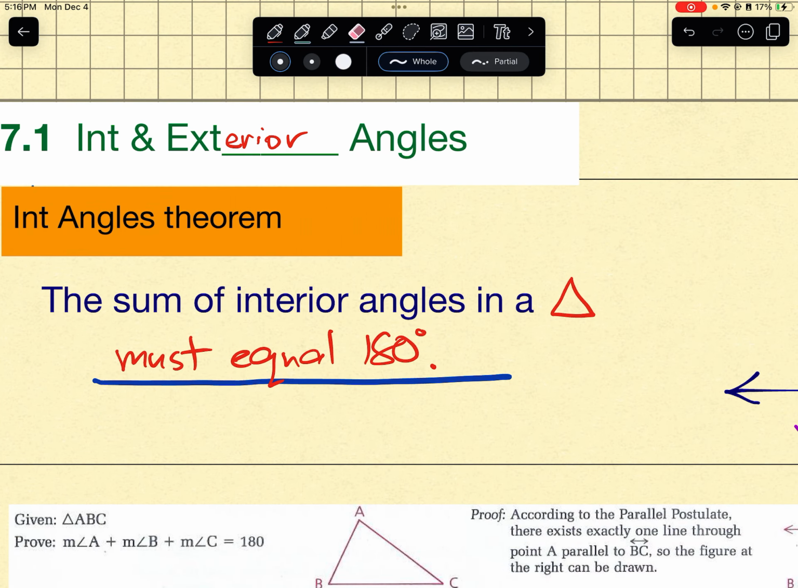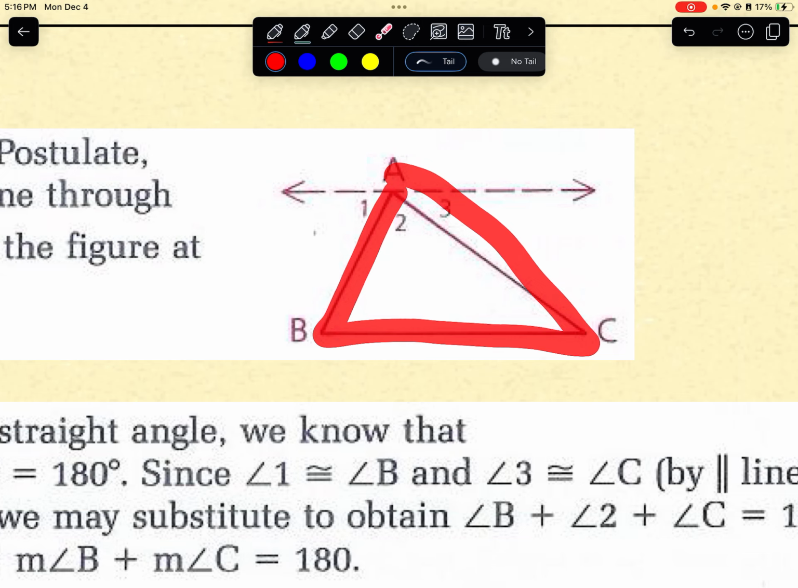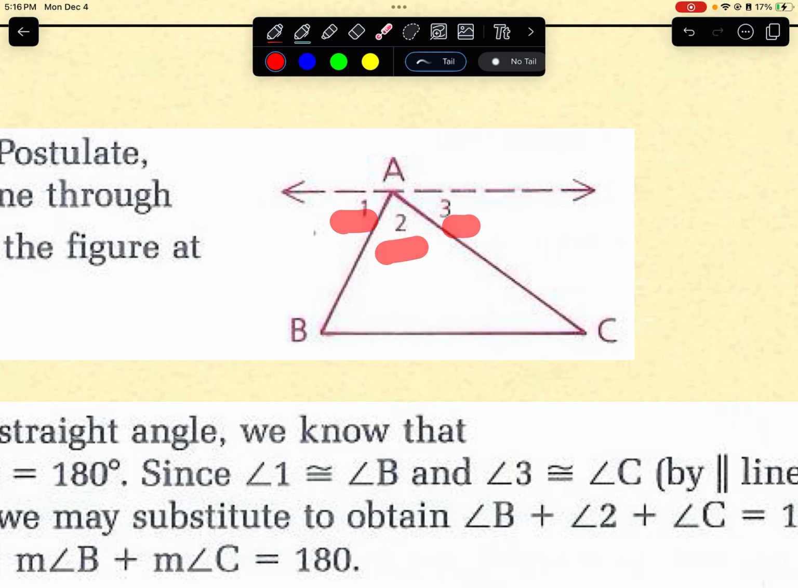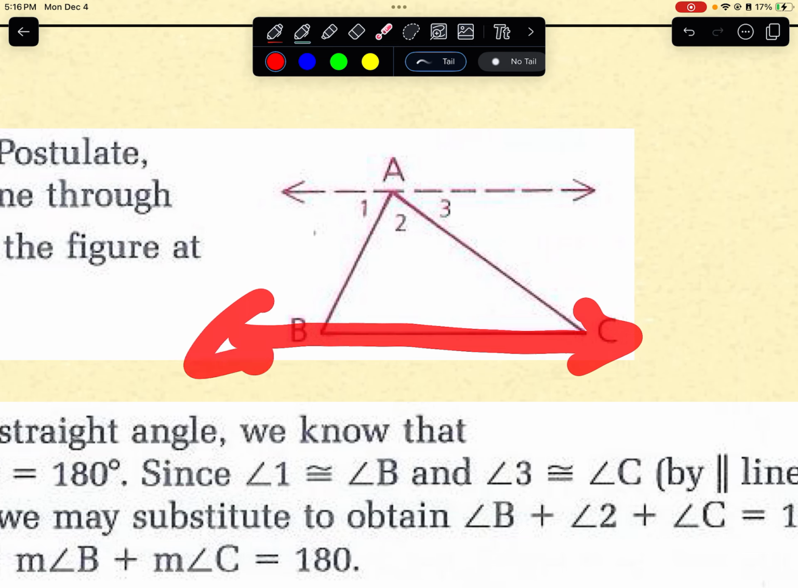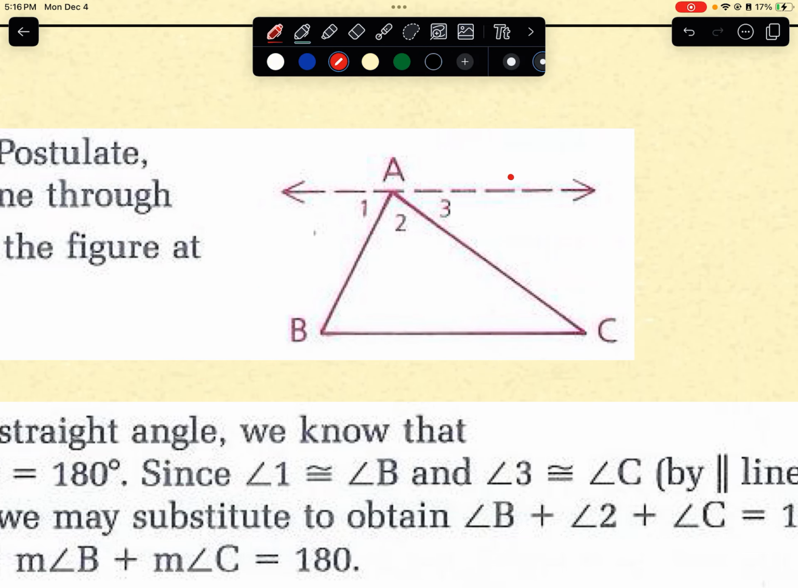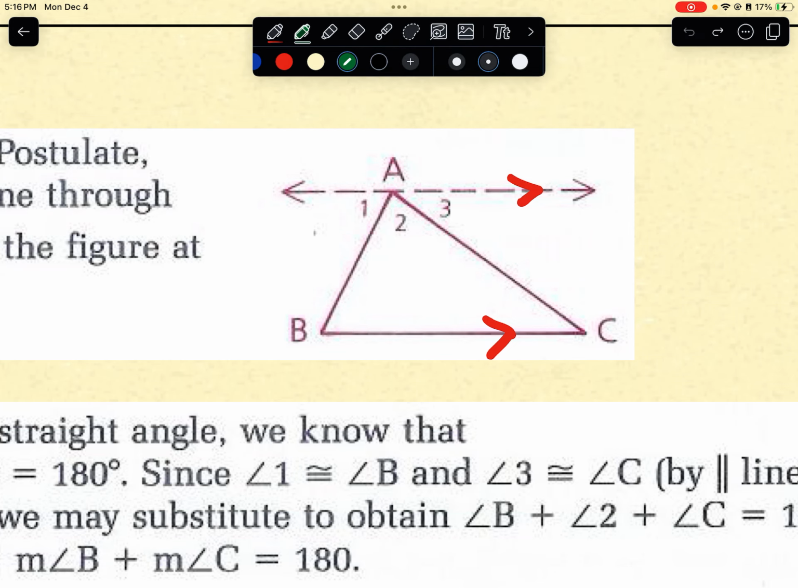So if you want to copy that down in your notes, we have a triangle ABC. We have angle 1, 2, and 3. And then we have a line that's drawn parallel through A to BC. So I'm going to mark those lines as parallel. And then I'm going to mark also two other angles, 4 and 5.